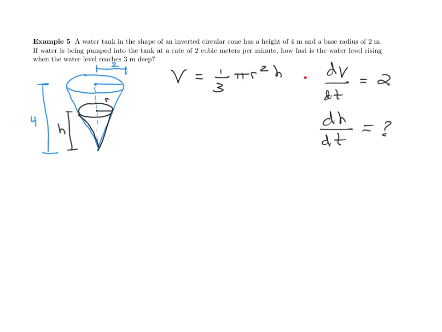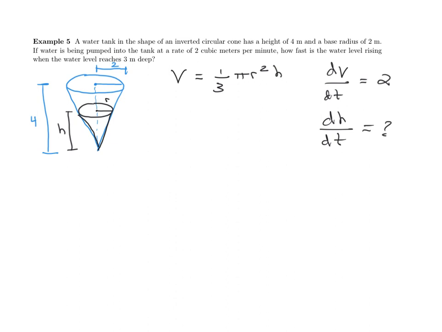So we're given this, but we're not given this, and this is the thing that we have to solve for. And we can do that by taking the derivative of this equation. However, there is an issue. To take the derivative of this equation, there's an h in it, which is good because we can get this derivative, but there's also an r, and we're not told anything about dr dt.